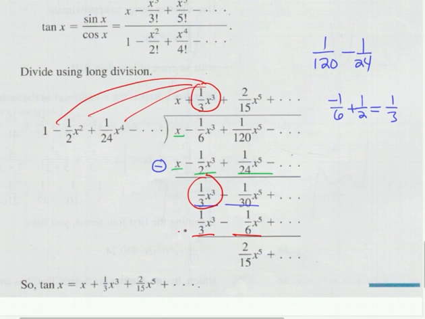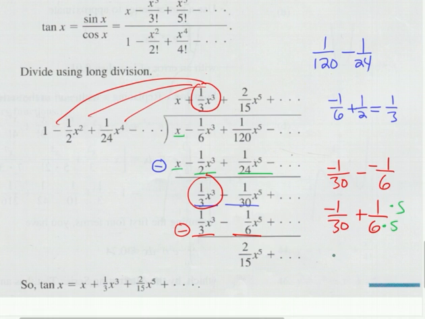Then down here you've got another minus, so you go negative 1/30 minus a negative 1/6. So it's going to be negative 1/30 plus 1/6. That's pretty easy to do without a calculator. Nice common denominator, right? So it's going to be 5 minus 1 over 30, which is 4/30, which is 2/15. And that's how this came about.